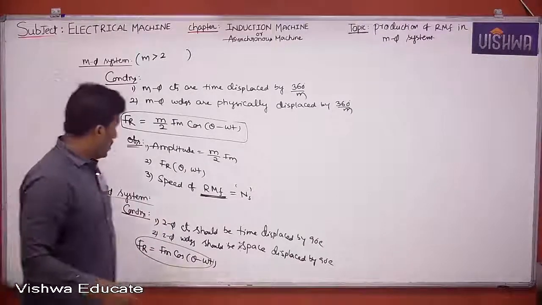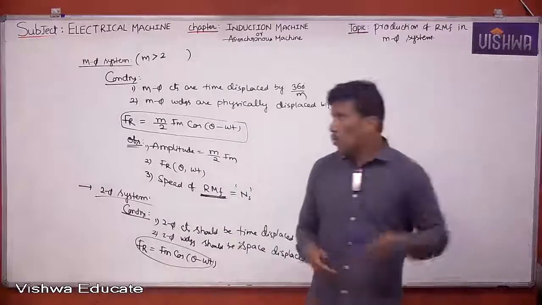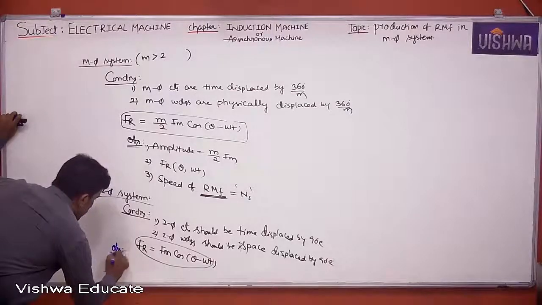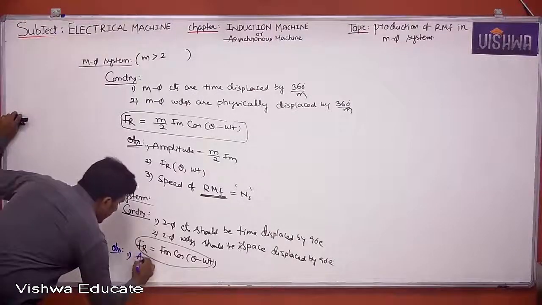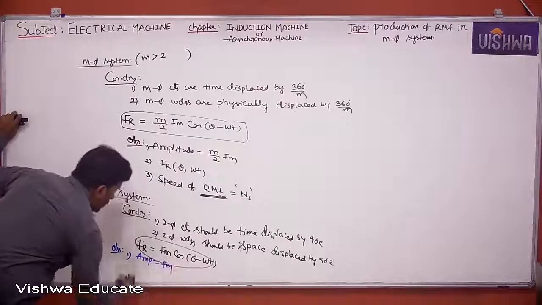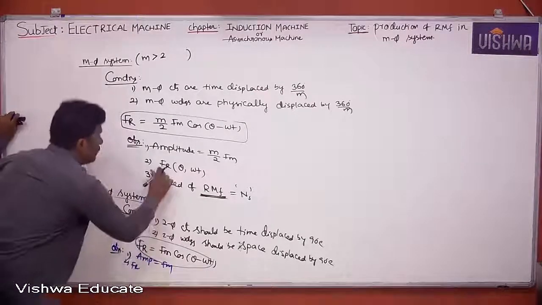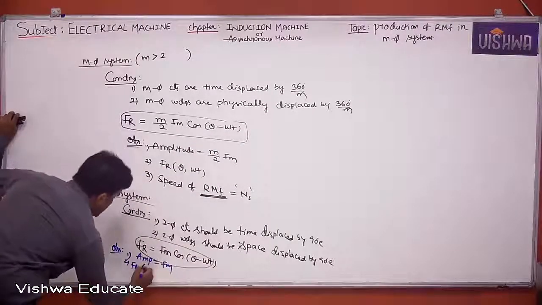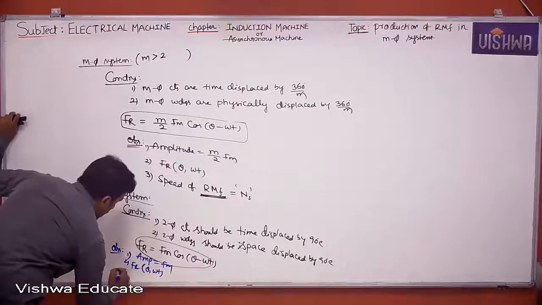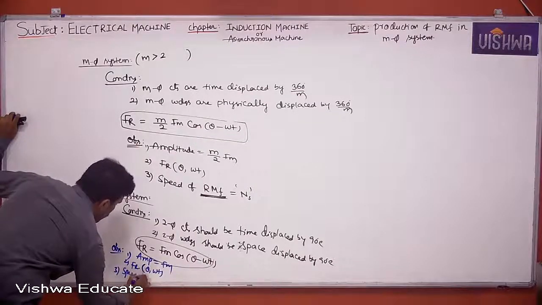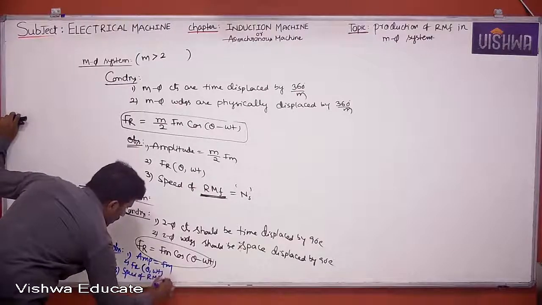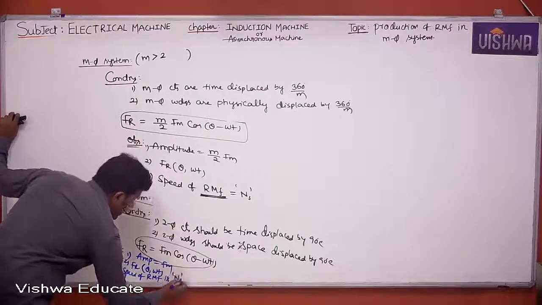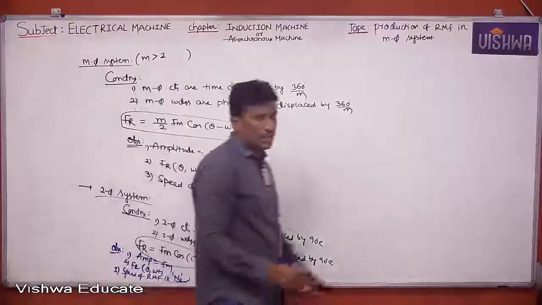Okay. And what are the observations from this equation you are getting in a two-phase system? Observations. Number one, what is the amplitude here? Fm. And here also, Fr is a function of theta and omega t. And third one, the speed of RMF, the rotating magnetic field, is how much? Here also the speed of RMF is ns only.